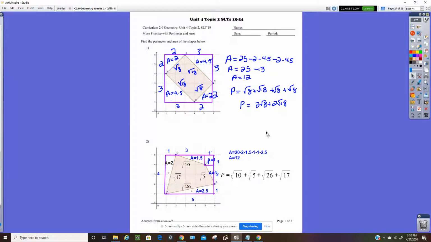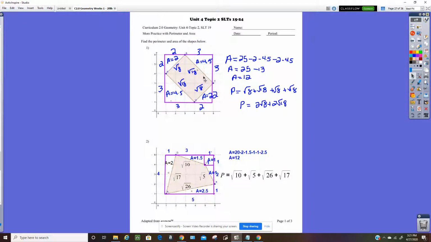Here are some more examples of finding the perimeter and area of a figure on a coordinate plane. I'm going to use the method where you draw a rectangle around the figure and then find the lengths of the sides by using Pythagoras, and then find the area of the figure itself by finding the area of each of these triangles and subtracting that from the total area of this rectangle.